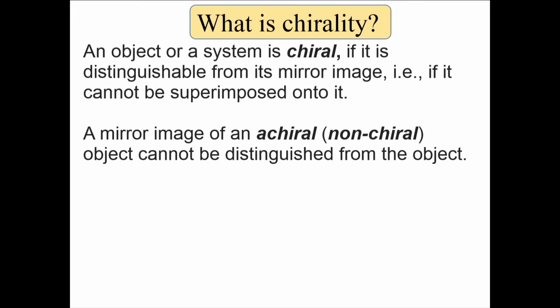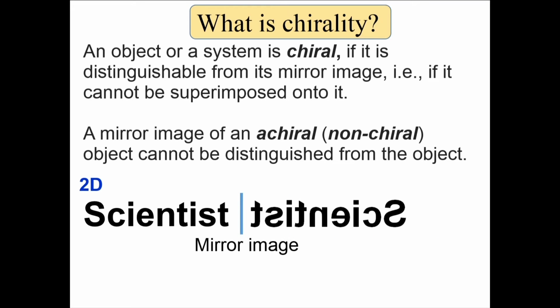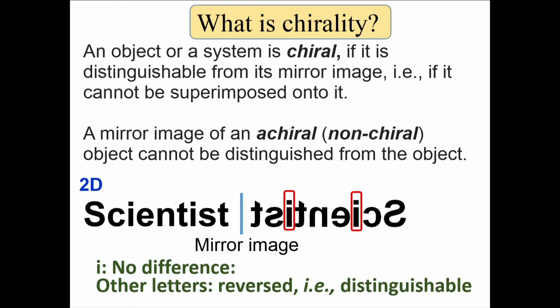What is chirality? This is a definition. An object or system is chiral if it is distinguishable from its mirror image, or if it cannot be superimposed onto it. A mirror image of an achiral, that means non-chiral, object cannot be distinguished from the object. Now, I give you a very simple example. If it's a two-dimensional thing, say letters, and you make a mirror image of this, it becomes like this. The I looks ordinary, but all others are reversed. So they are distinguishable. So I is non-chiral, and the others are chiral.